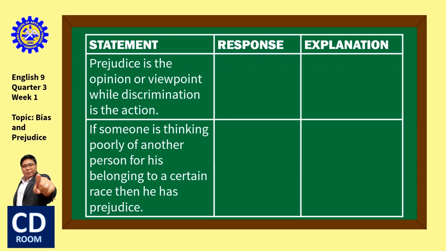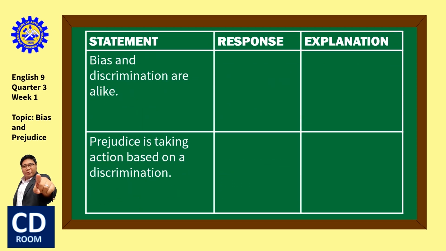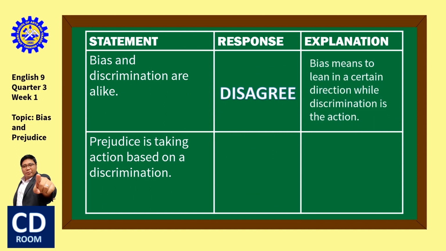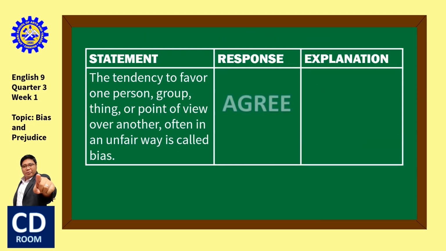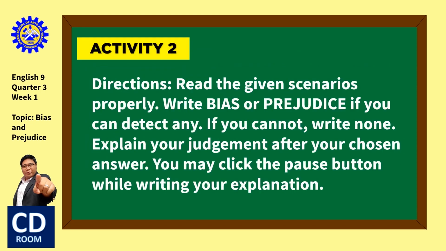Okay, let us check. The answer on number 1 is agree. Number 2, the answer is agree. Number 3, the answer is disagree because bias means to lean in a certain direction while discrimination is the action. Number 4, disagree. It should be discrimination is taking action based on prejudice. Number 5, the answer is agree.